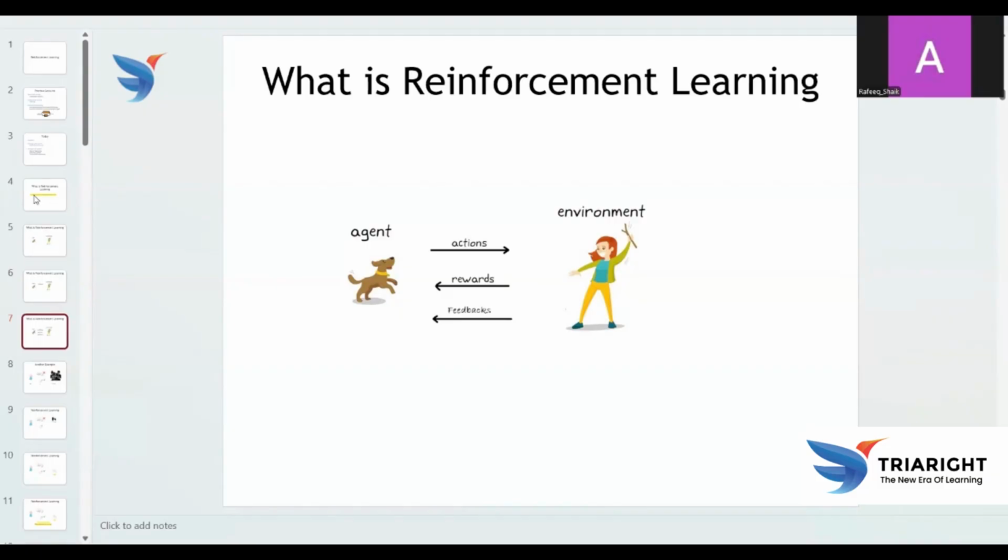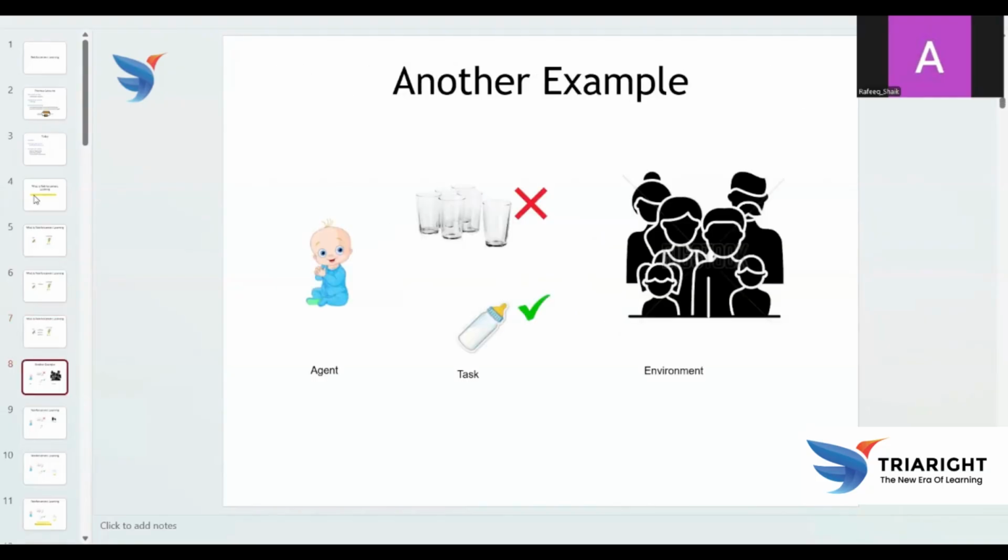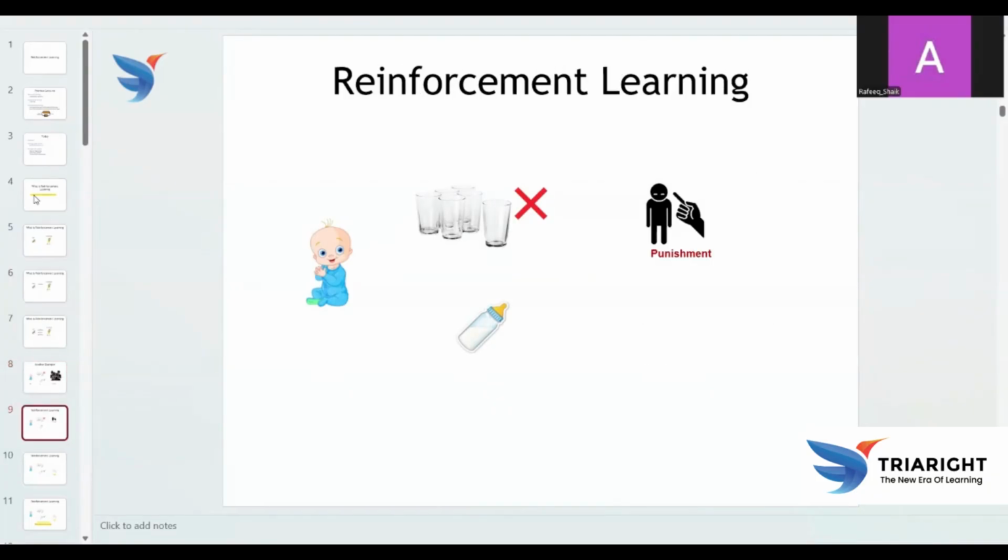Let us take another example to understand it in a child-like way. We have an agent called a baby, and a task with milk and an empty glass. The environment is our parents. If the baby makes a mistake, the parent will punish the baby, not by beating but by not feeding any milk. That is the punishment. An empty glass. When the baby is good, calm and silent, it gets a reward. Whenever you do something good, you get rewards.